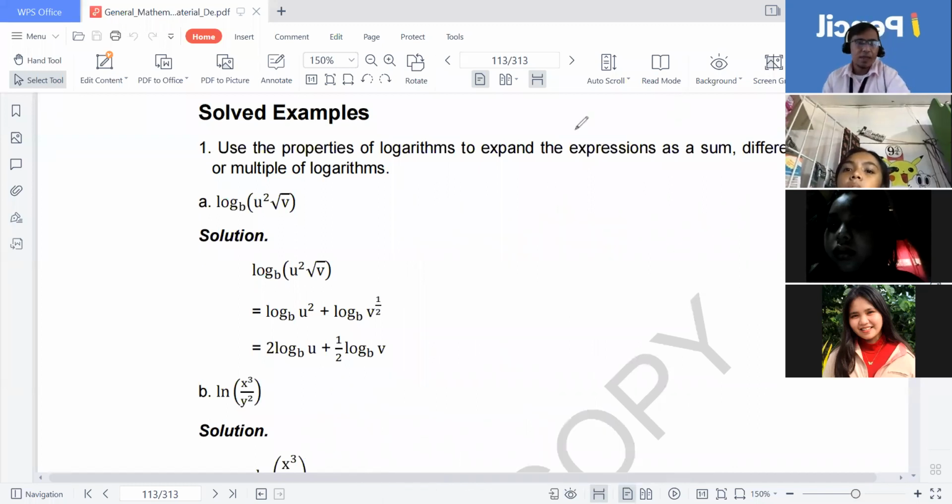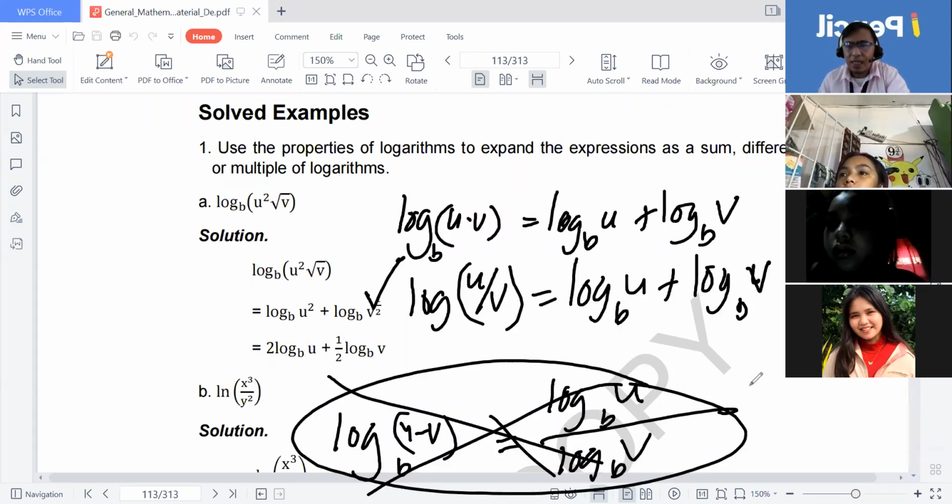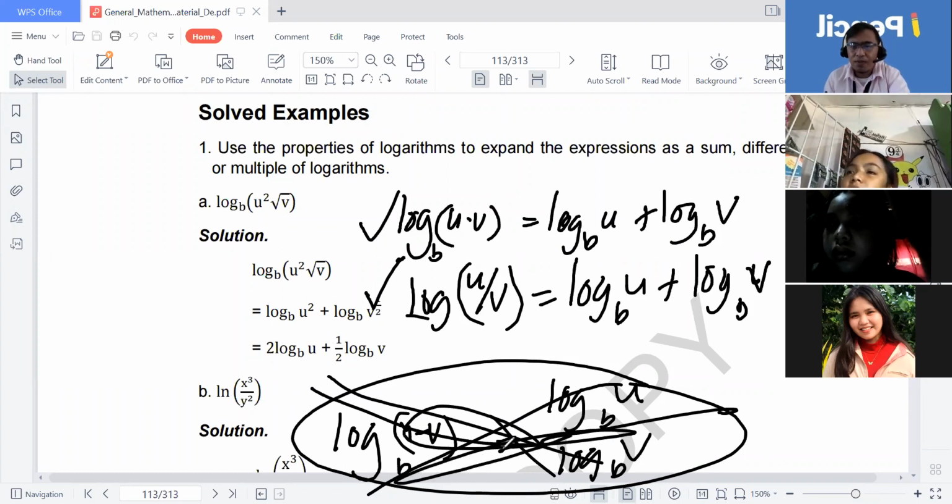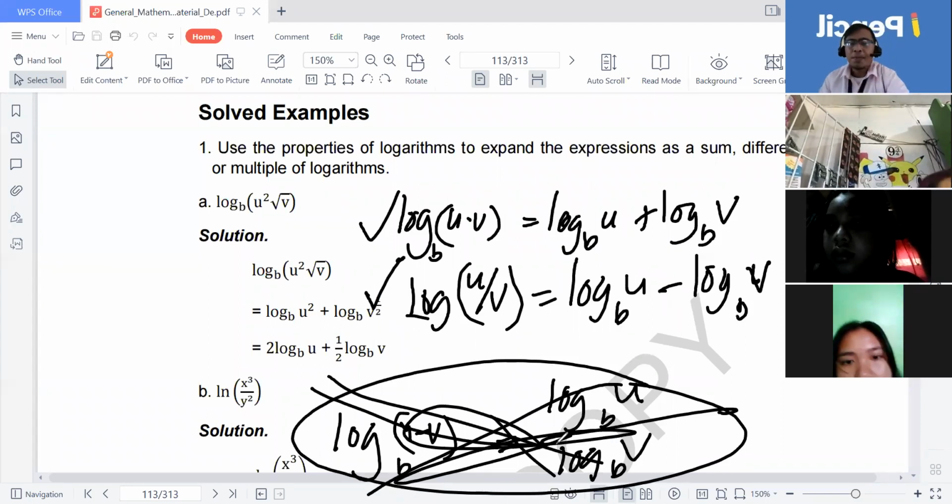Okay? So, yes. Minus. Only these two are true. This portion is not true. In log of u base b, oh, it's minus. Minus, yes, true. It's minus. Okay?